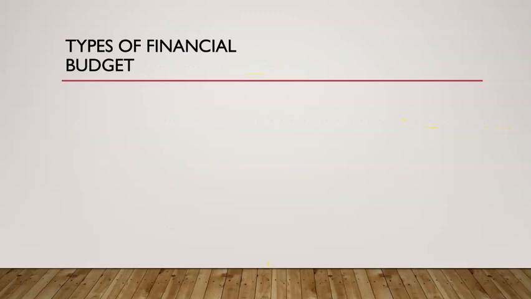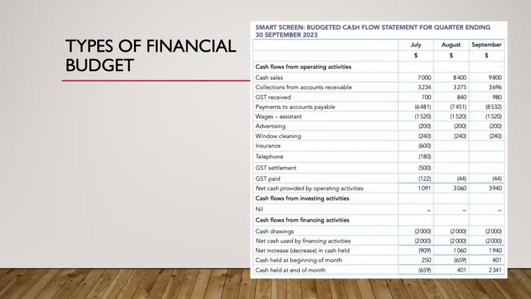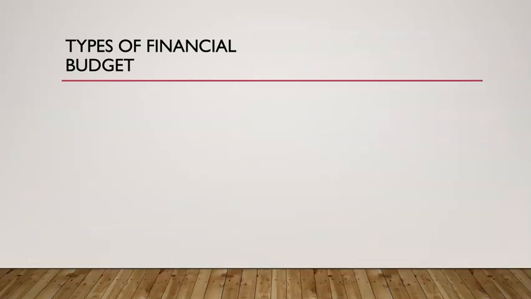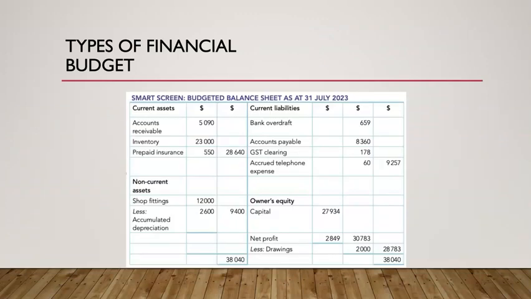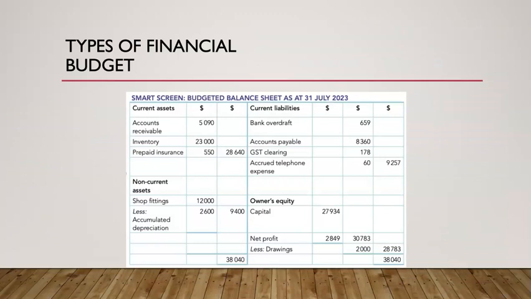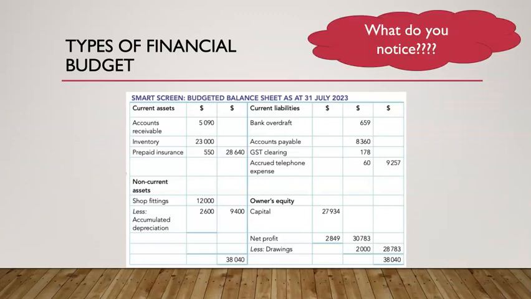So what are the types of financial budgets? The cash flow statement looks like this. Pause your video and have a look at it. Our income statement budget looks like this. And ultimately, our balance sheet looks like this. So thinking about these, our income statement and cash flow statement, and our balance sheet, what do you notice?